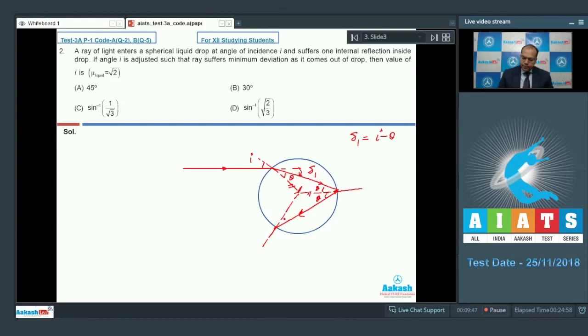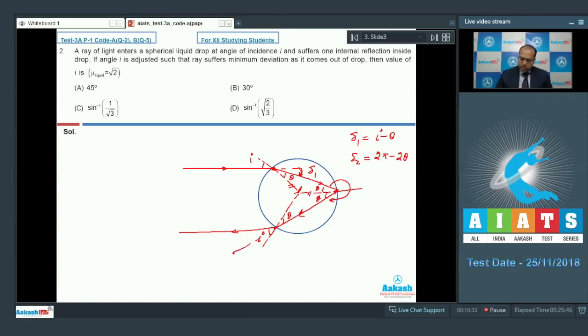Again, due to symmetry, this angle is also theta, and we can say that if the ray goes out of the liquid drop, then it goes in this way, then this angle of refraction at this point will be I. So if I see the deviation at different points, then the deviation here is delta 1, deviation here is delta 2, and it can be written as 2 pi minus 2 theta.